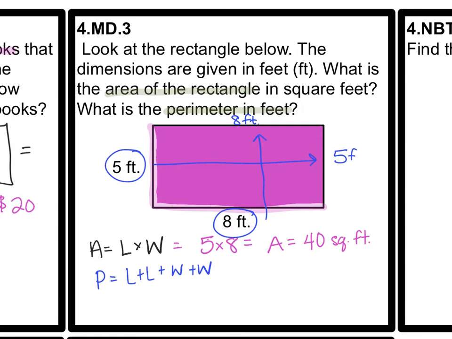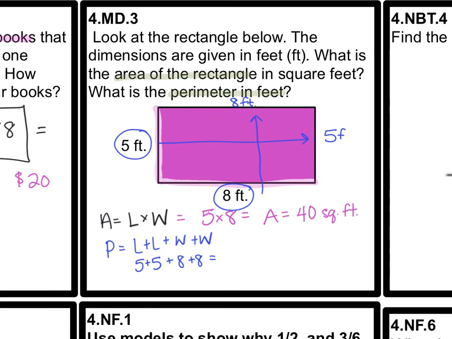And again, we only use this square thing when we're dealing with area, not perimeter, because we're talking about squared feet within this box. Okay. The other thing we're looking at is perimeter. So since perimeter is length plus length plus width plus width, all we're essentially doing is adding up those numbers. So I'm going to add up 5 plus 5 plus 8 plus 8.